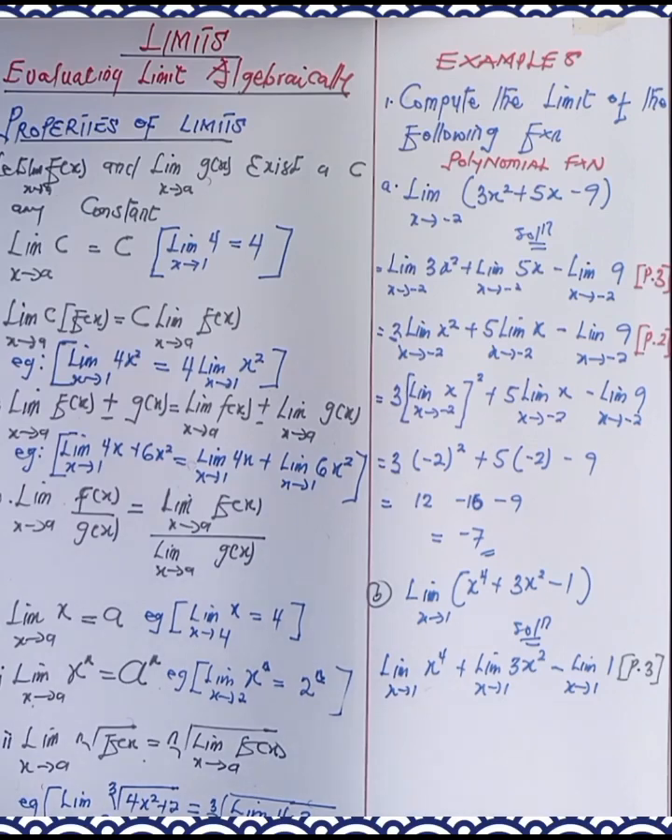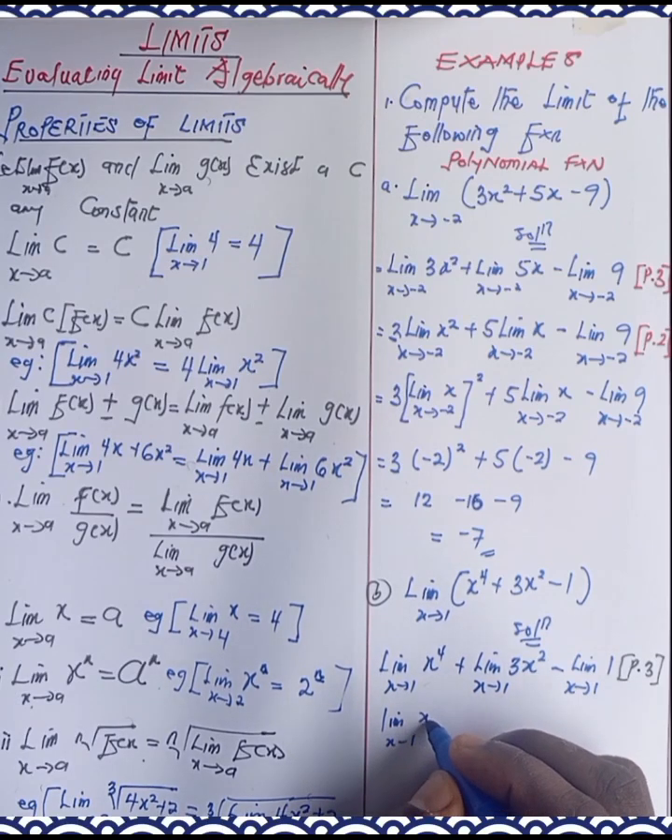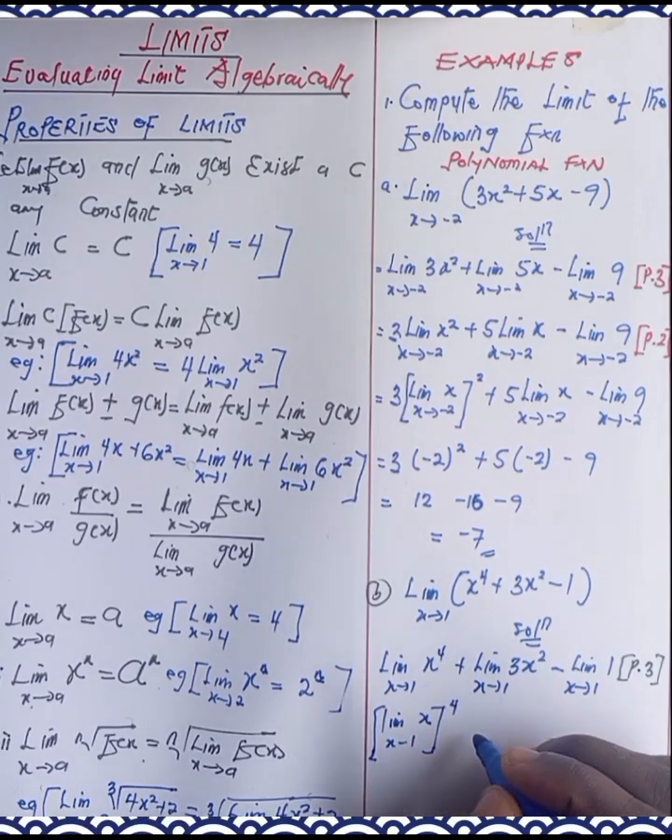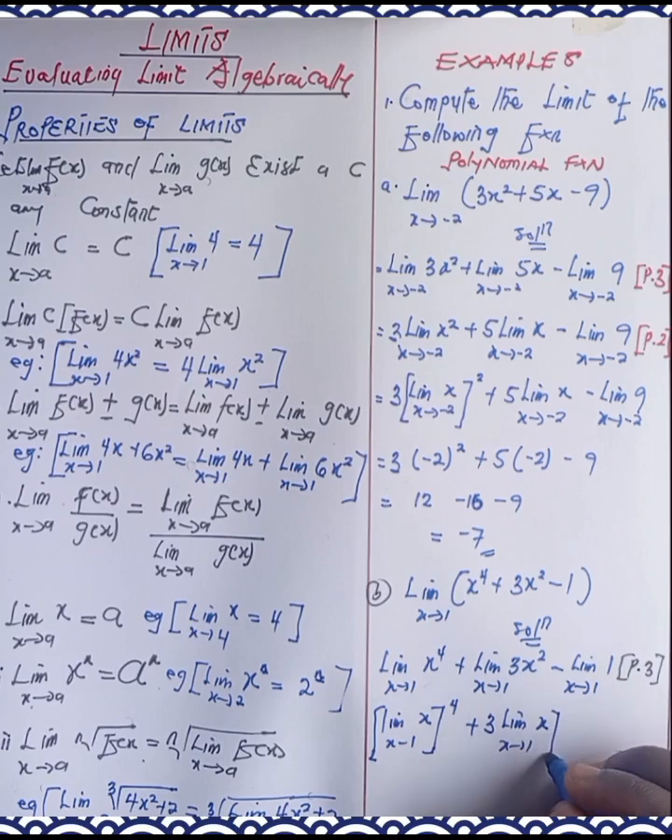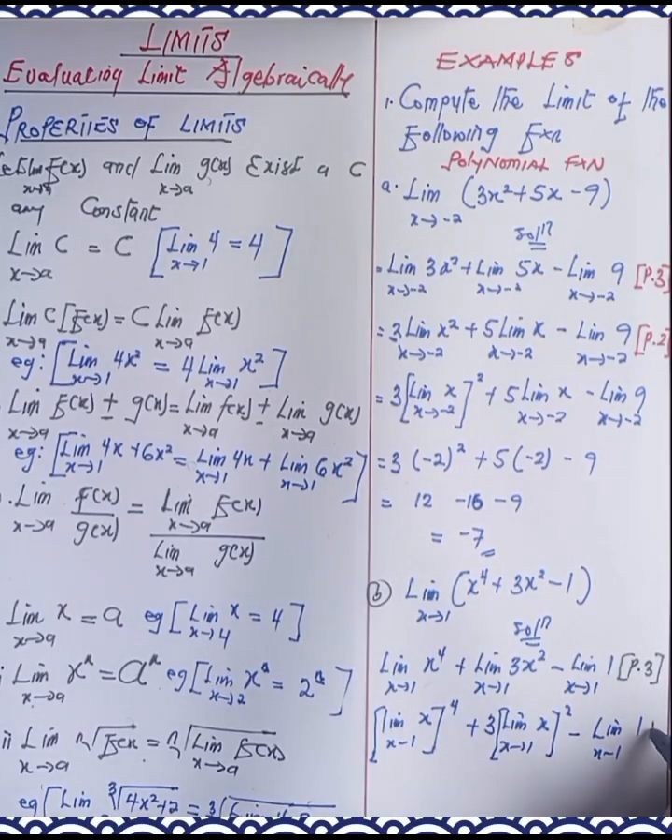Now you can further also apply the next property. So you have the limit as x approaches 1 of x raised to the power 4 plus 3 out, the limit as x approaches 1 of x squared minus the limit as x approaches 1 of 1. Property 2.